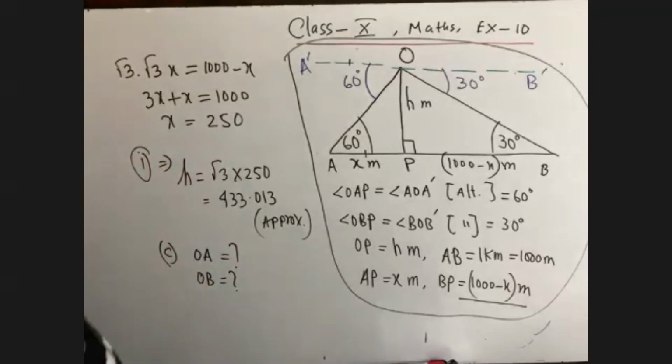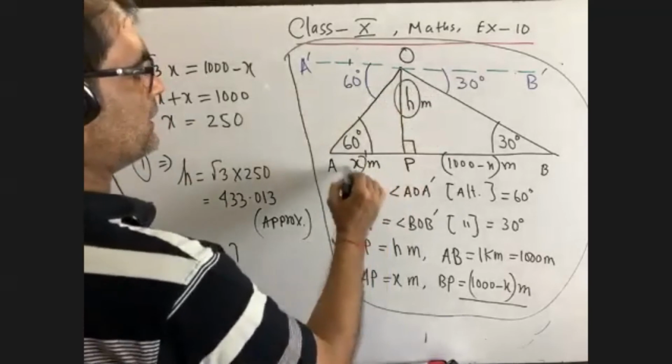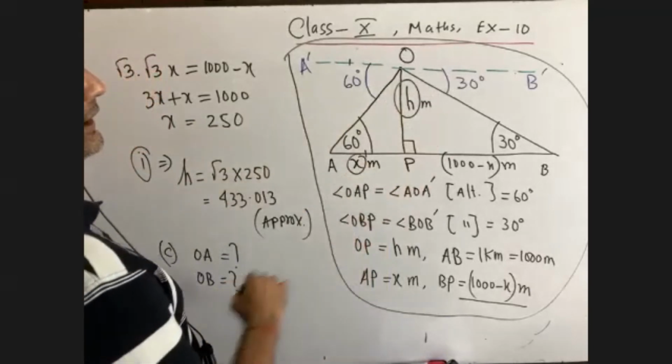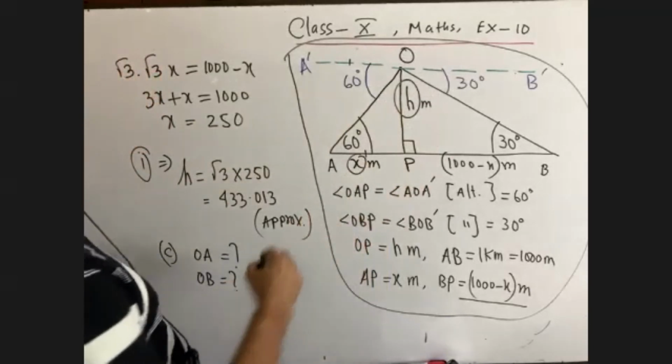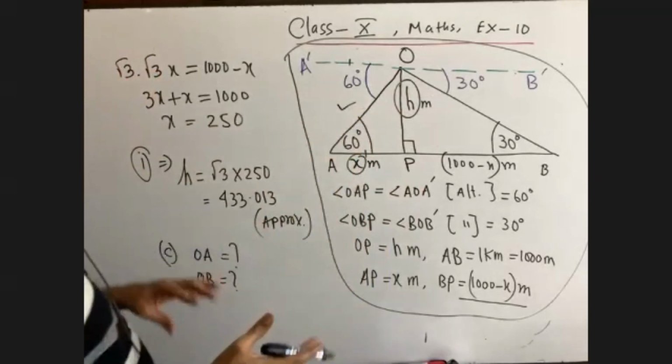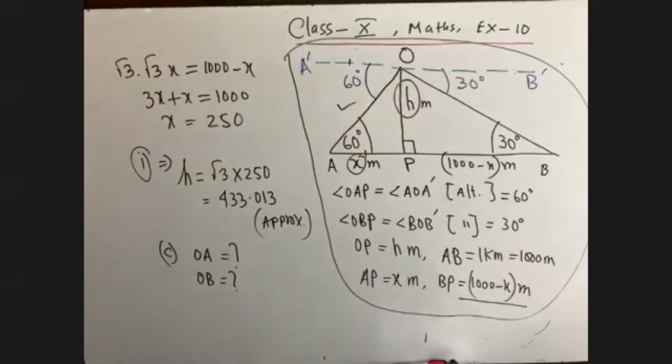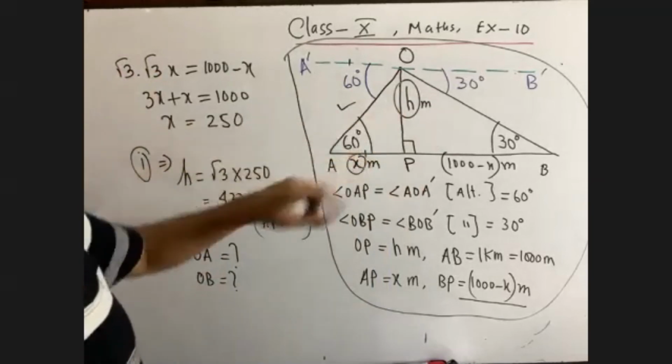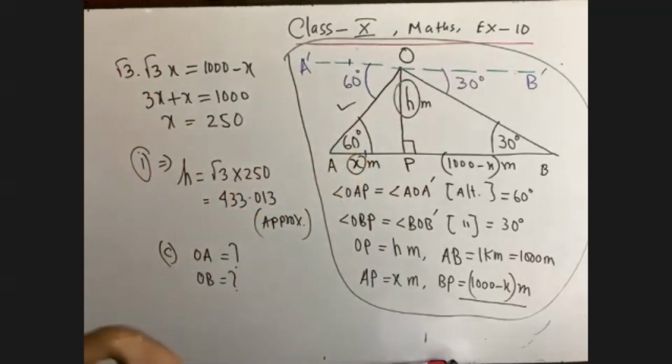Suppose you know this, then by applying the Pythagoras theorem, or by applying the trigonometric ratio formula using sine 60, you can find it. So is it possible for you to determine OA and OB? Talk to me.